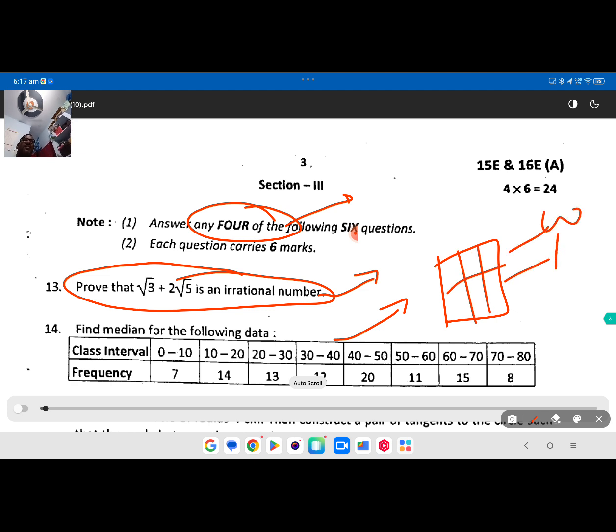Drawing the box and writing the formula, 3 marks will be allotted. For drawing the box you'll get 2 marks. For writing the formula, 1 mark. Total 3 marks will be allotted. Without knowing the subject, you can score 3 marks.